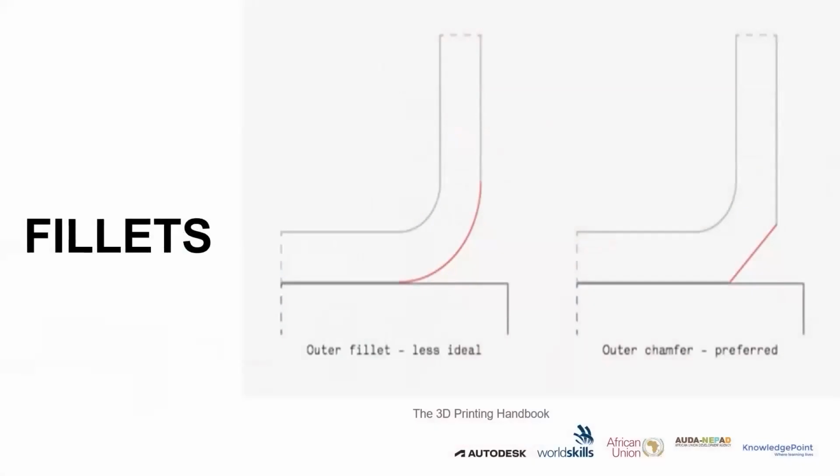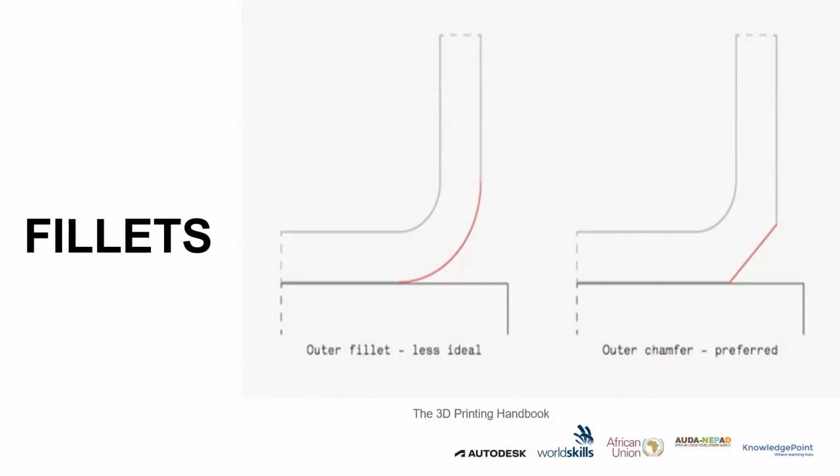So first, what we're going to talk about is fillets. Fillets help to reduce stress concentrations at the corners and edges and make parts easier to print. Fillets should be included in the design of 3D printed parts wherever possible.